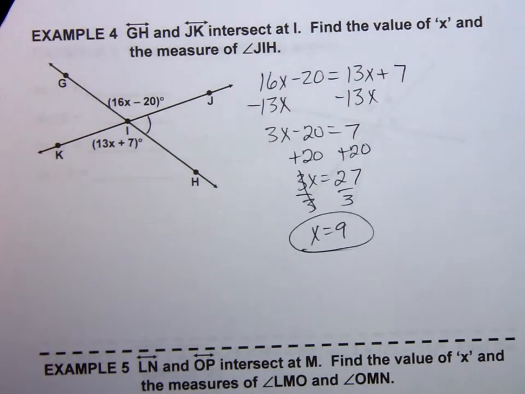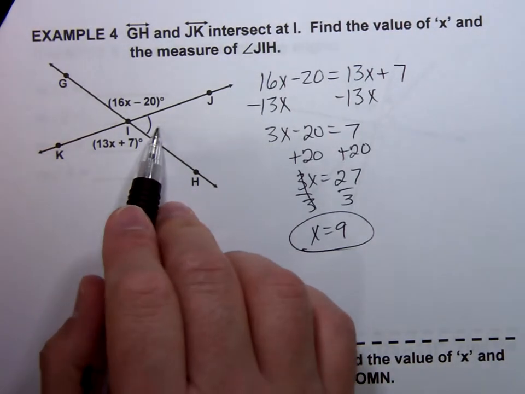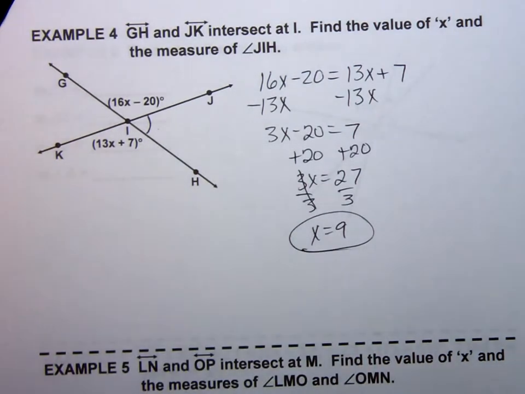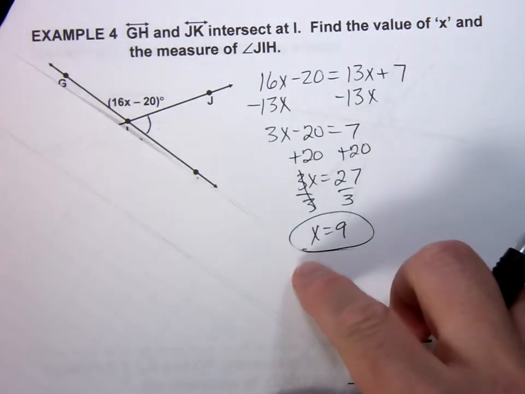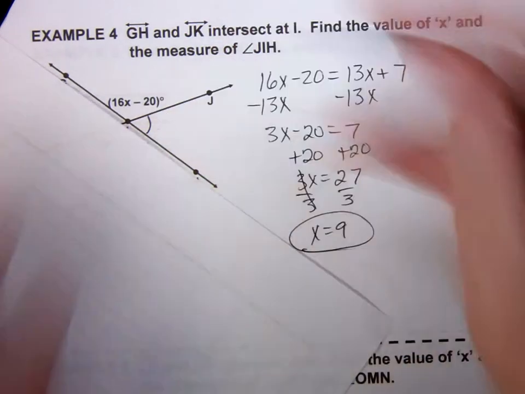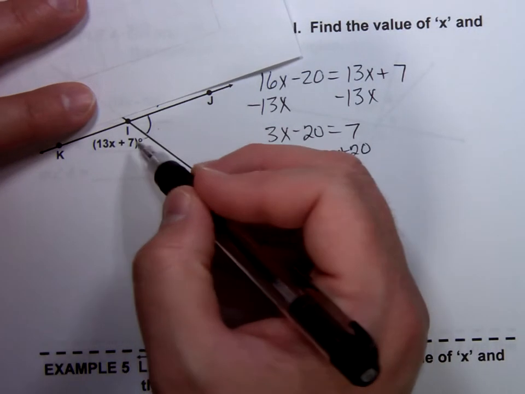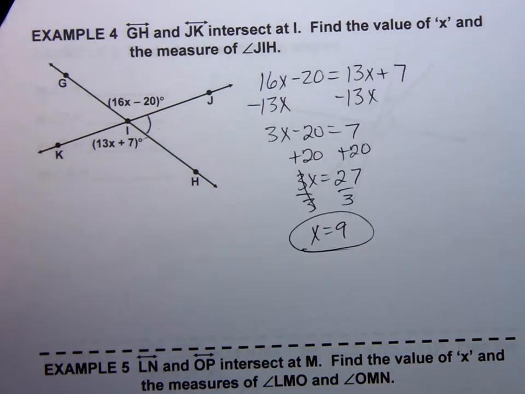And the other thing we're supposed to do is find the measure of angle JIH. Now, I do not have an expression to substitute that number into to get angle JIH right now. But what I can do is notice that angle JIH is a linear pair with that angle right there. It's also a linear pair with this angle right here. So either way, it's going to add with one of those angles to equal 180 degrees. So what I need to do is find one of those angles, and I can proceed from there.